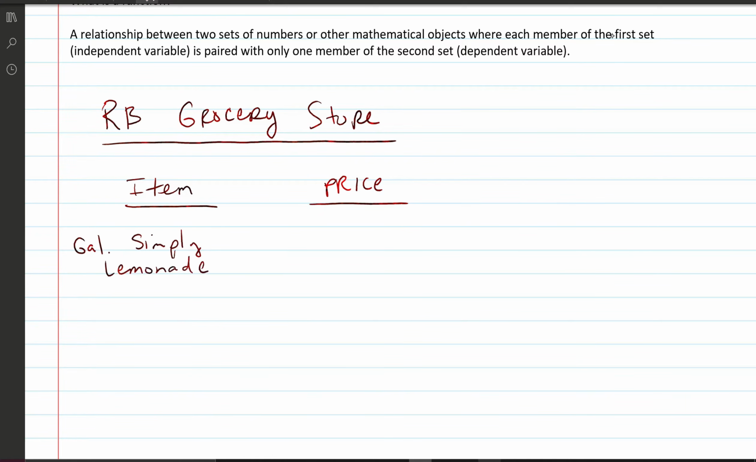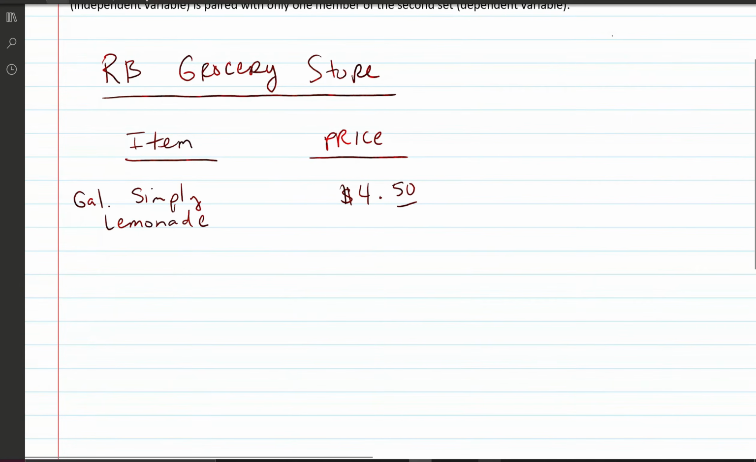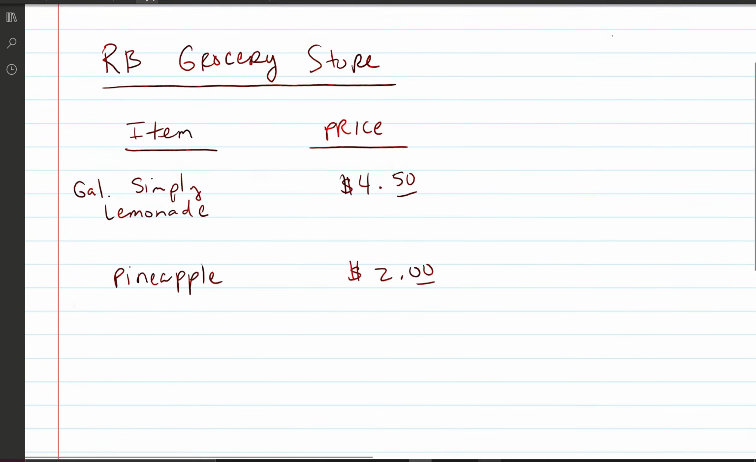Alright, so if I take that to the register, the cashier scans it, and the output from the cash register is about $4.50. Let's say the next item is a whole pineapple. Pineapples are good. So they scan that into their register. The input is a pineapple. The output is about $2 for a pineapple.